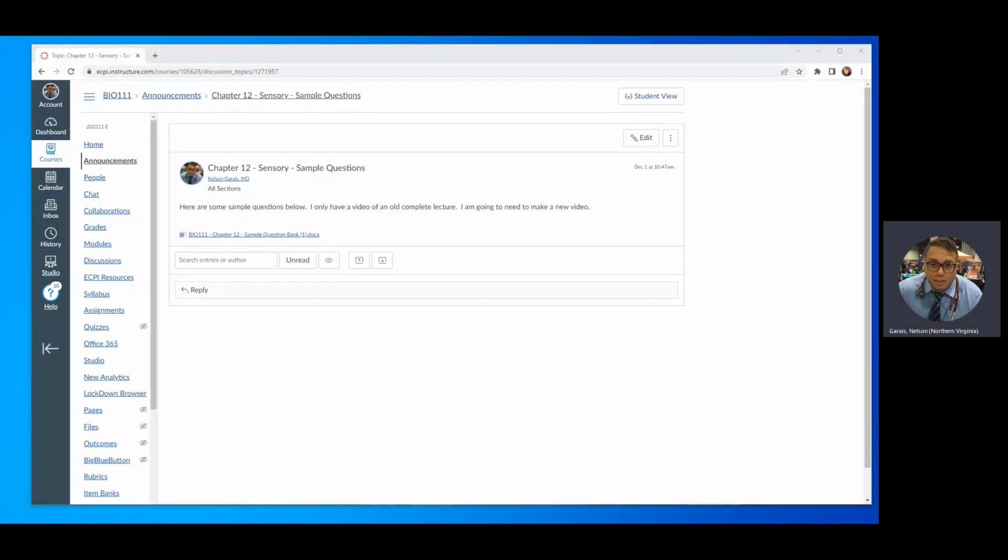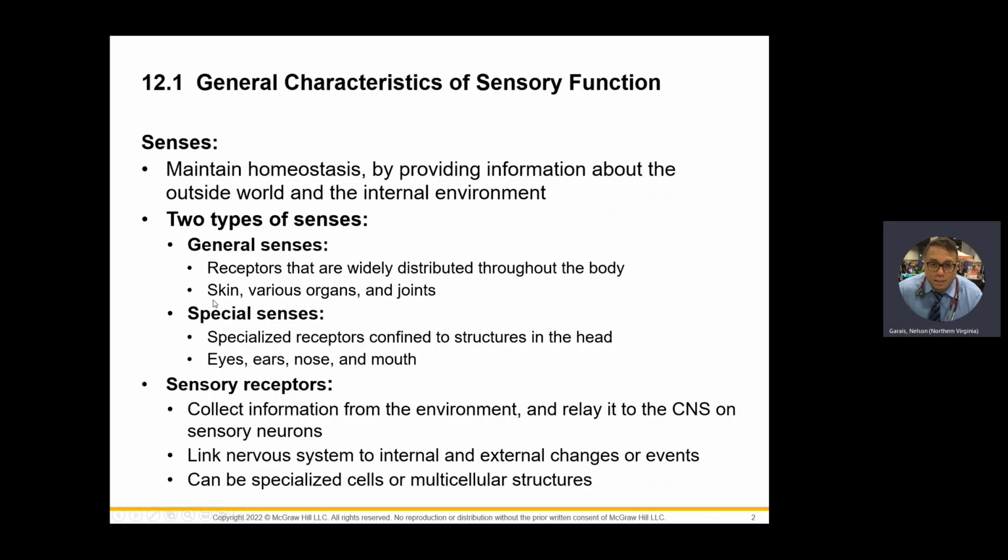This is Dr. Garais, and I'm your host today for BIO111, that's Anatomy and Physiology 1, and we're doing chapter 12 today, and that's sensory.